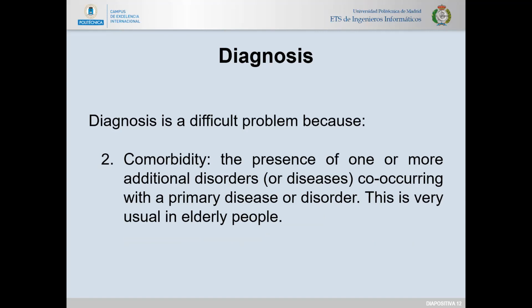The second one is the comorbidity problem, which is the presence of one or more additional disorders or diseases that can co-occur with the primary one. This is very usual in elderly people, because as they get older, it's more probable that they will have some diseases occurring at the same time.